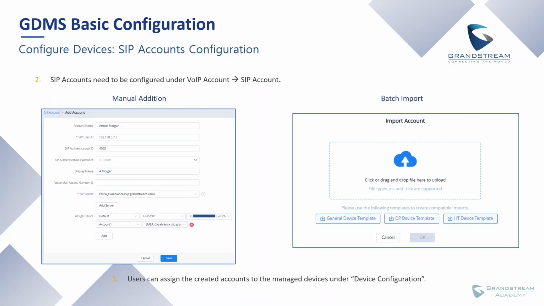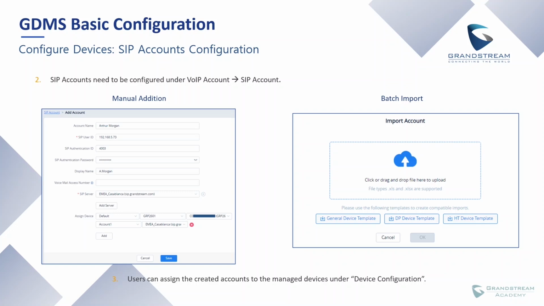Users can add SIP accounts on GDMS either manually, one by one, or using the batch import. And I have put in the slide two screenshots from the web user interface of both methods of adding SIP accounts. The first method that we're going to talk about is manual adding.